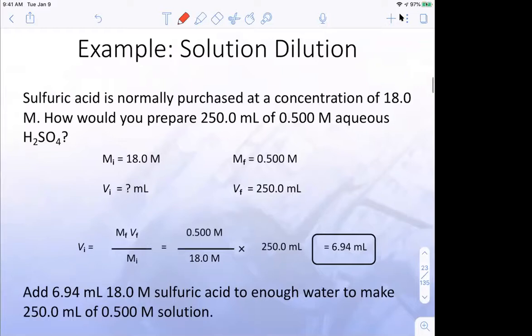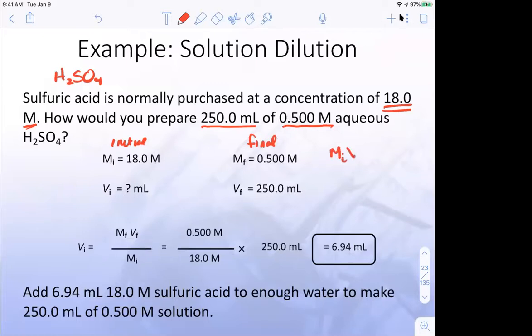Here's an example. Sulfuric acid, which is H2SO4, is normally purchased at a concentration of 18.0 molar. So what I want to do is prepare 250 milliliters of a solution that I want to be 0.500 molar. So here's my initial, here's my final.